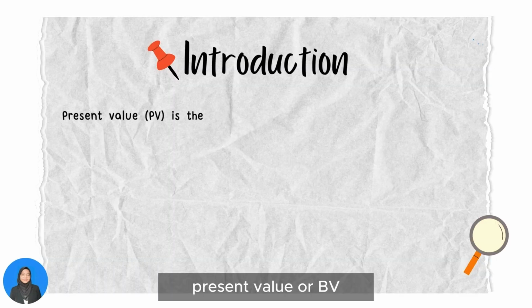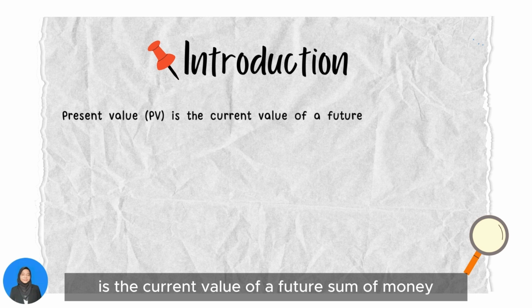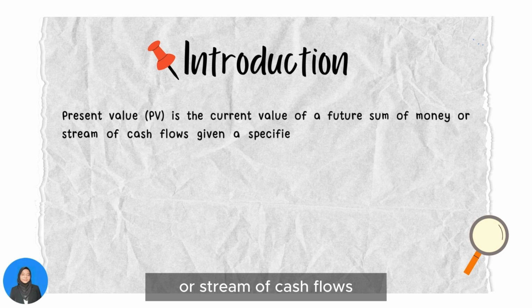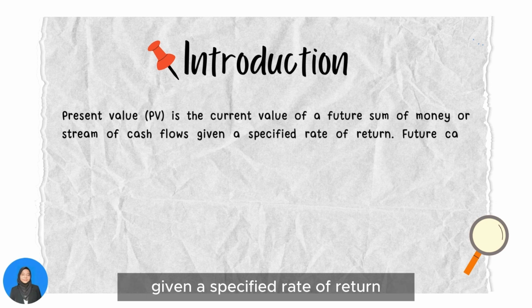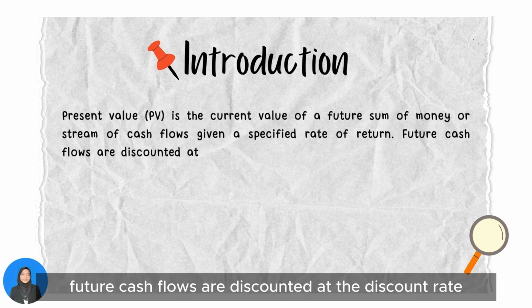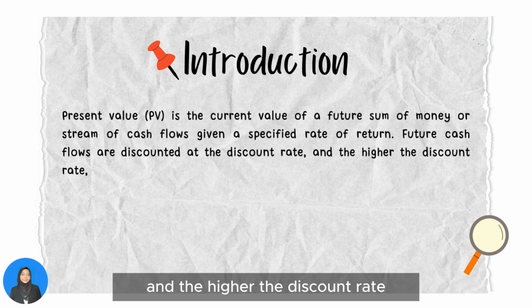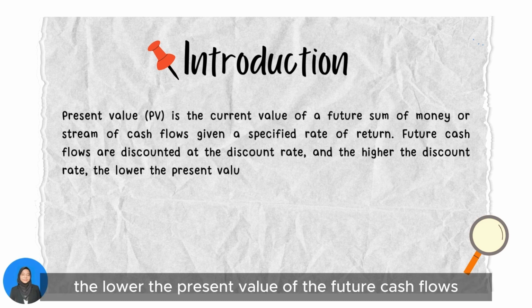Present value or PV is the current value of a future sum of money or stream of cash flows given a specified rate of return. Future cash flows are discounted at the discount rate, and the higher the discount rate, the lower the present value of the future cash flows.